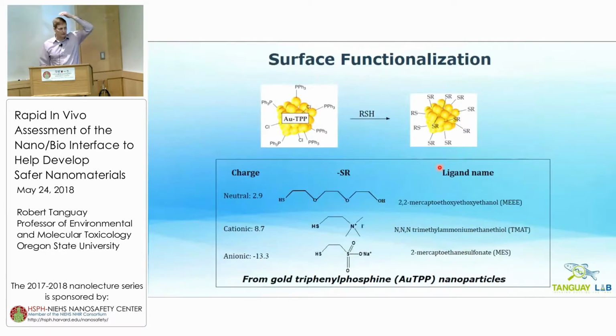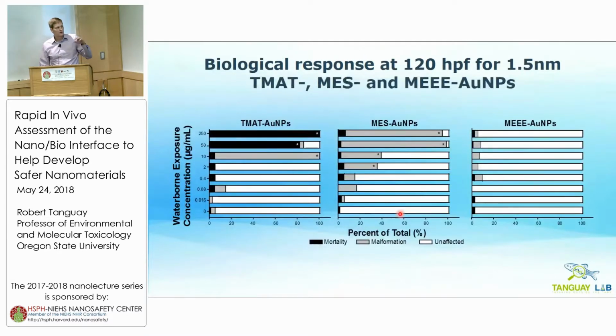So we screened a bunch of these. Some of this we published a long time ago, but I still think it illustrates a point. So we picked these 3. I'm going to only talk about one core diameter for today's talk, but pick these various ligands that we're going to call either neutral, cationic, or anionic: MEEE, TMAT, or MES. I'm going to use these in a couple of examples and just evaluate them. Again, same core size. They're not dissolving. We know that, and I'm going to show some of the characterization work we did. So we're really isolating the impact of that surface functionality. Can we use this platform? And this is one way of looking at the data.